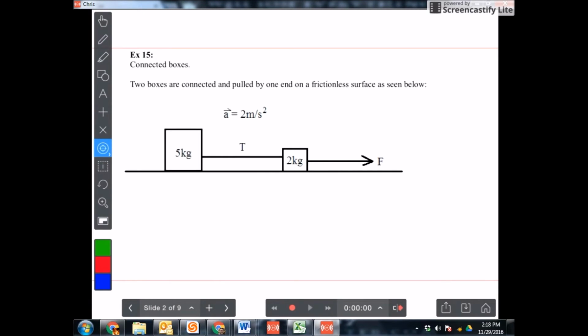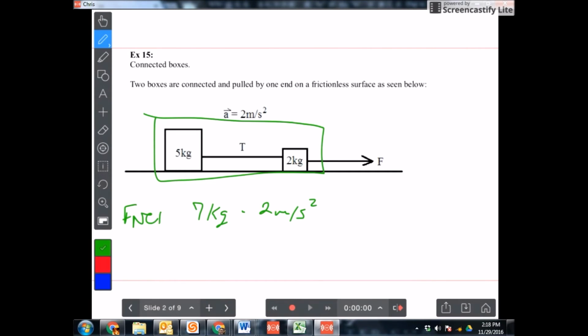Very good. I can treat this as one entire system, okay? So I'm going to be able to say that I've got a 7 kilogram mass moving at 2 meters per second squared, right? So what's the net force going to be then? Okay, that's going to be 14 newtons. All right, so I've got that. Now let's see if we can get this tension force in between them. What do you want to do now?